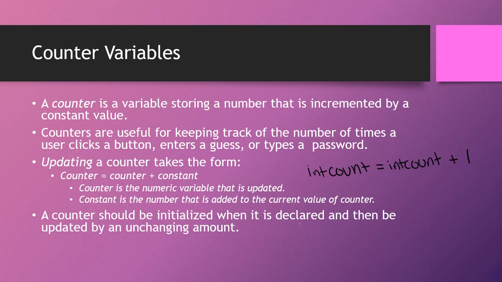When you are making this counter, it should be initialized when it's declared with a starting value, most likely 0, and then be updated by an unchanging amount. I don't want to add 2 randomly and then add maybe 5 the next time. That wouldn't make sense. It's a counter. It's to count information. That could be counting total points, counting number of clicks, any of that nature. But it is a counter for a reason. We want it to count.